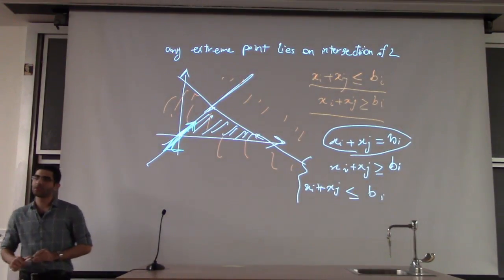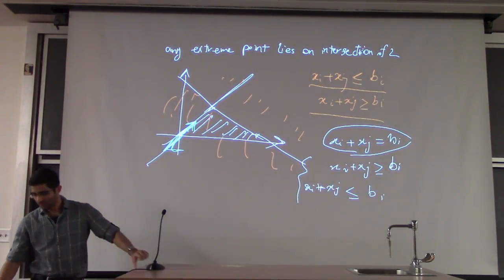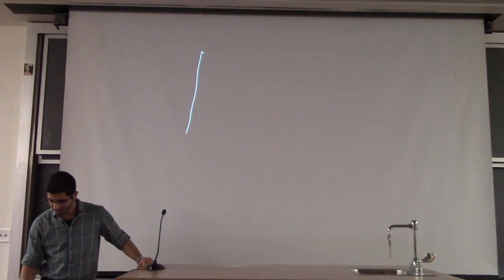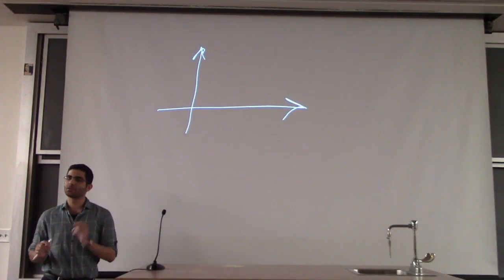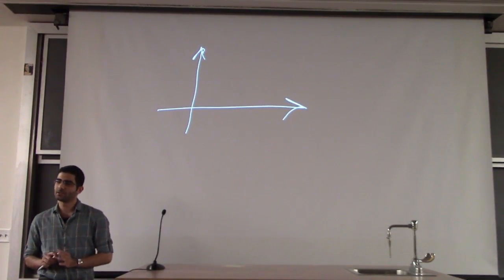So sometimes the feasible region would be null. Can you think of an example in two dimensions? Just two constraints whose intersection would be null.